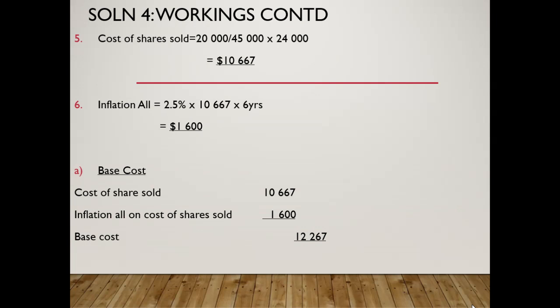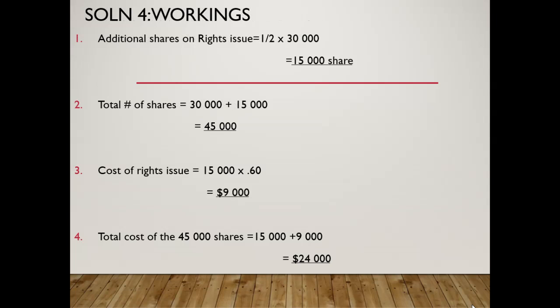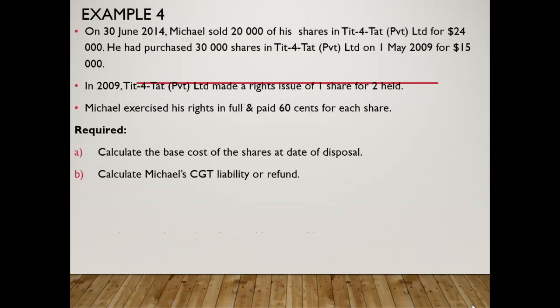Okay, what about the cost of the shares sold? You would just say the 20,000 shares that were sold over 45,000, the total shares, multiplied by the 24,000, the base cost that we calculated earlier. Then inflation allowance, just say 2.5% multiplied by the 10,667 multiplied by 6 years. 6 years, we are obviously counting from the date of the original shares. So the original shares were acquired in 2009, 2010, 2011, 2012, 13, 14. That is 6 years.